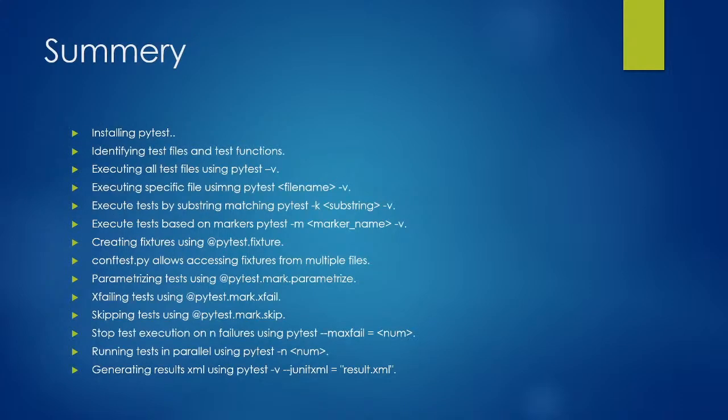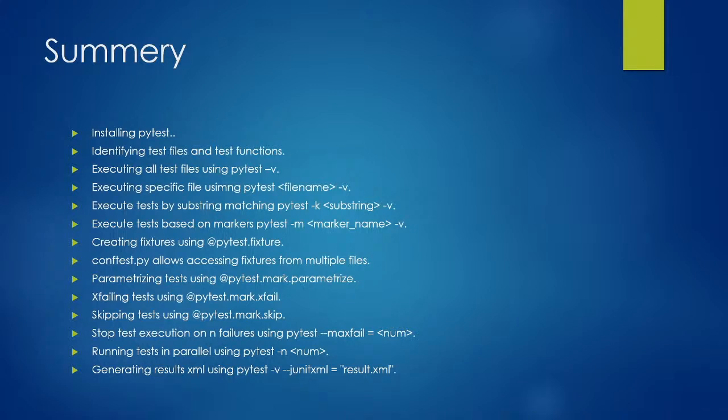So what is the summary of what we have seen in this session? I am just repeating so that you remember, and you can go home and check whether it's working or not. We checked the installation of PyTest. We checked how test files are identified, how to write test functions, and how to test all the functions using PyTest. What is the -v option? Then, using the file name, how to run a particular file. Then the substring option using -k, and the marker option using -m.